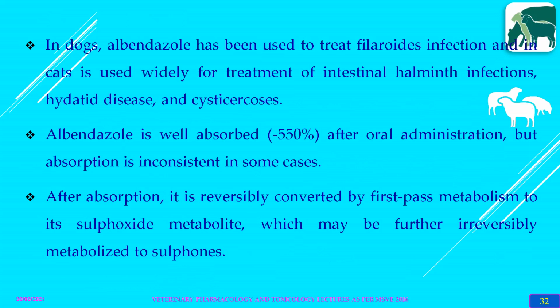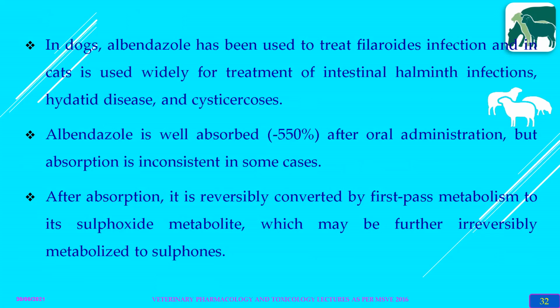Then in dogs, albendazole has been used for treating filariasis infection, and in cats it's used widely for the treatment of intestinal helminth infections. Then they are also effective against hydatid cysts and cysticercosis. In cysticercosis, hydatid cysts are formed. So albendazole is one of the drugs that is effective against cysticercosis also.